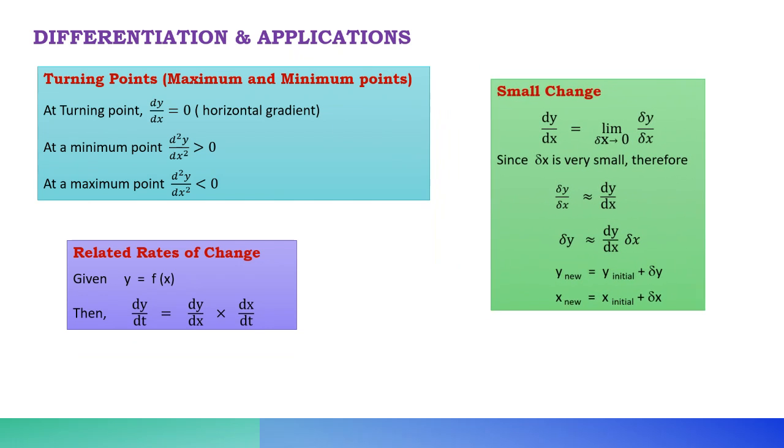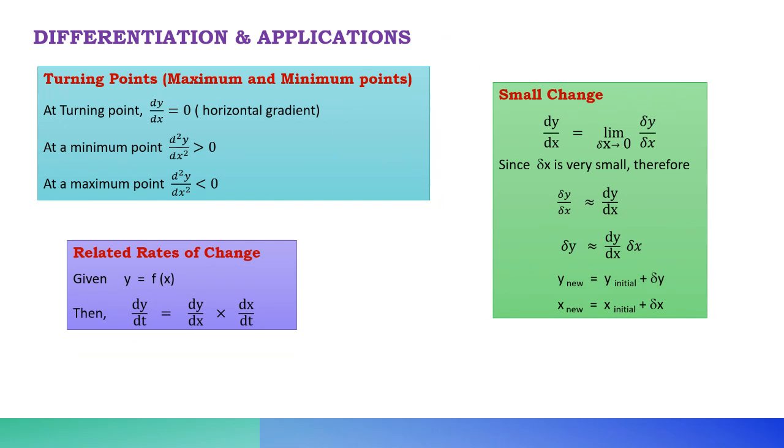And the last type of application you will see is small changes. What happens if your x changes by a certain amount? What is the change in y? According to your rules of limit, we say that delta y over delta x is approximately dy over dx. So from here we get a formula, and then sometimes they ask you to find the new value for x or the new value for y. So you need to know the initial value before the changes take place, and combine it to give you the new value. So these are the formulas that you need to know.